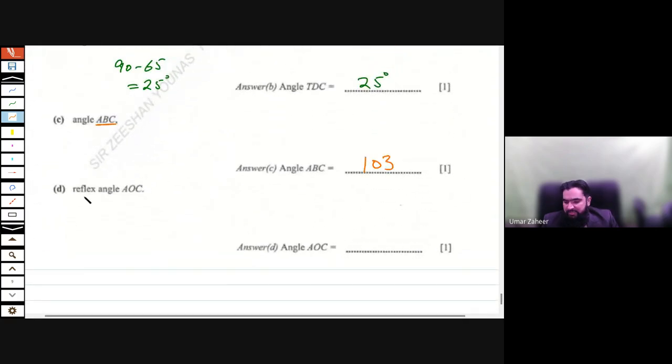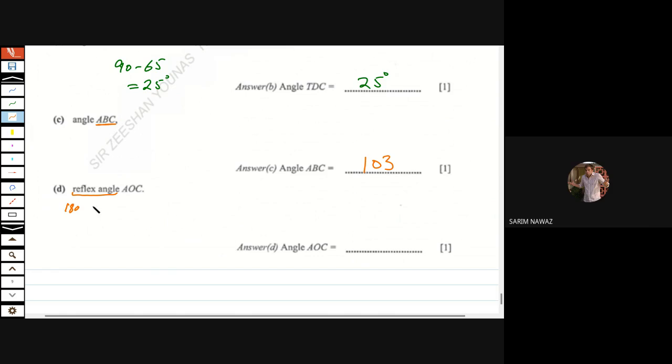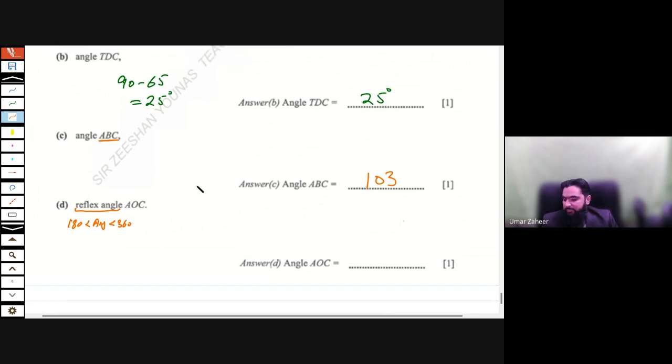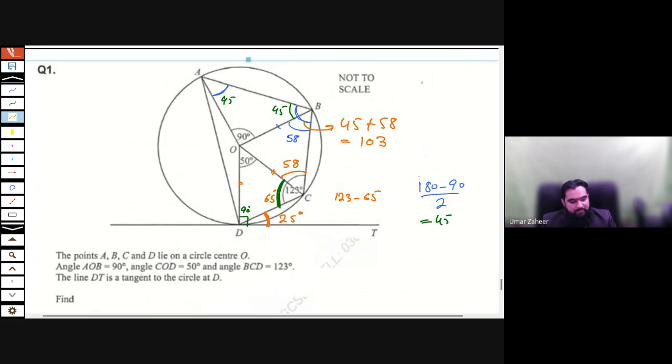Okay, now in the D part, he says reflex angle. Yes, what is a reflex angle? An angle between 180 and 360, greater than 180 and less than or equal to 360. So this is the angle AOC. Yes, this is the reflex angle. Is the right side angle the reflex angle or just the left side? To the left side.